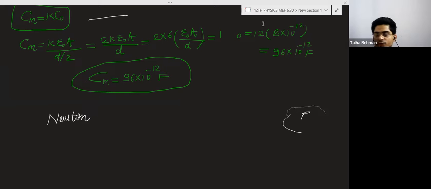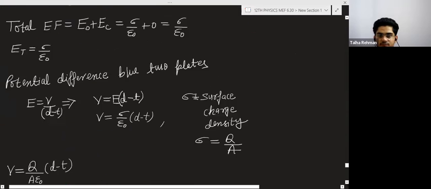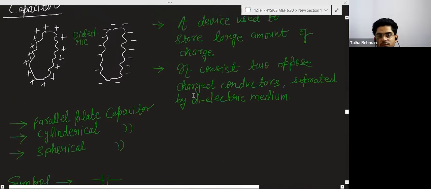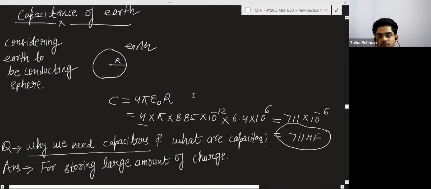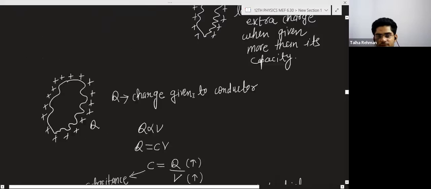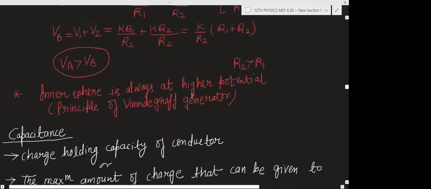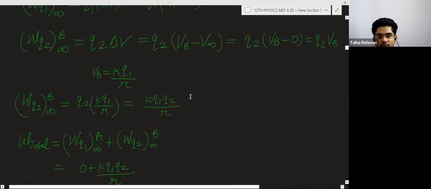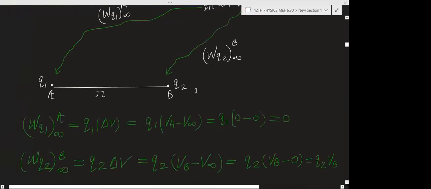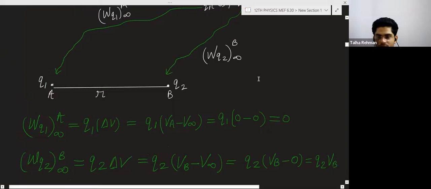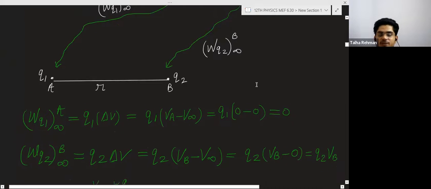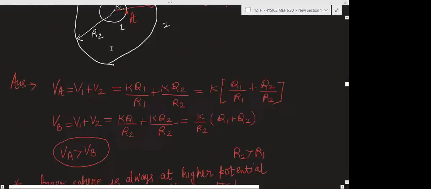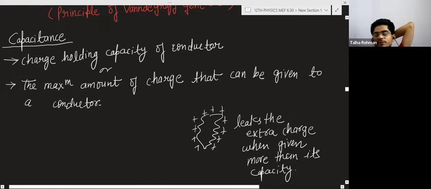And what is capacitance? I have given a very beautiful example here. Sir, I don't remember. You don't remember? Okay, no problem. Sir, I guess it is the ability to store the charge, no? Yes. Capacitance is the ability to store the charge. Simple. This is capacitance, the charge holding capacity of a conductor.